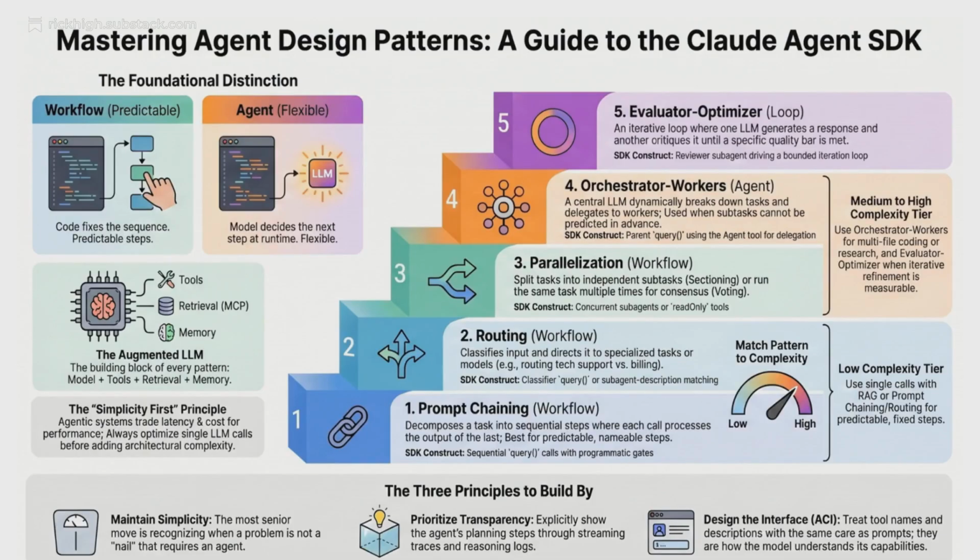Pattern 4, orchestrator workers, lets a central LLM dynamically break down a task, delegate to workers, and synthesize results. Orchestrator workers is the most agentic pattern as the model decides the subtasks.